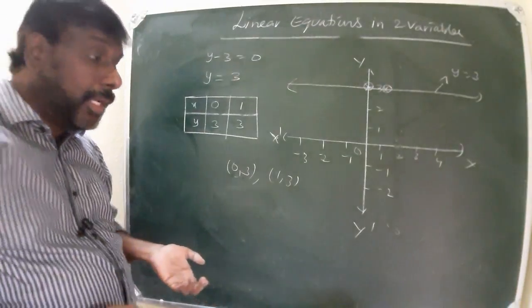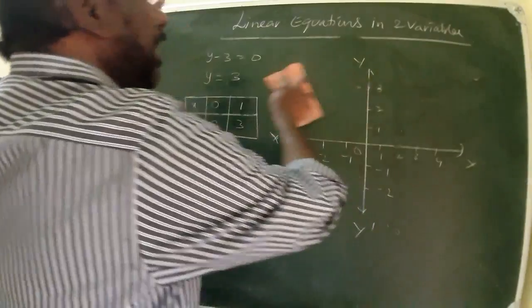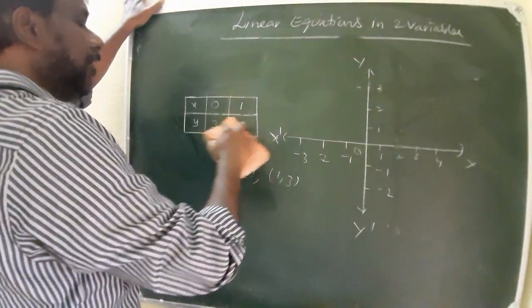So do you understand how single variable linear equations are parallel to the x axis and parallel to the y axis? Now two variable equations. How to draw two variable equations in the graph? Let us see.